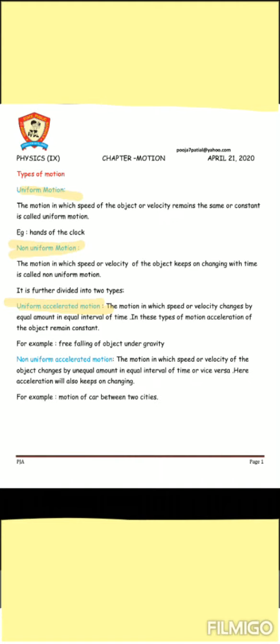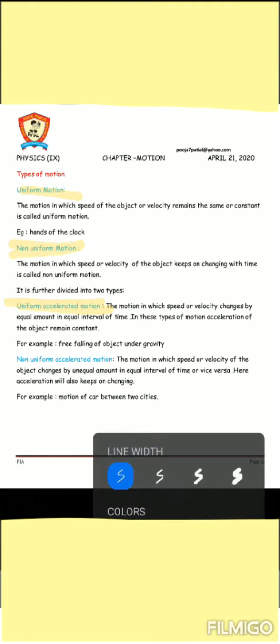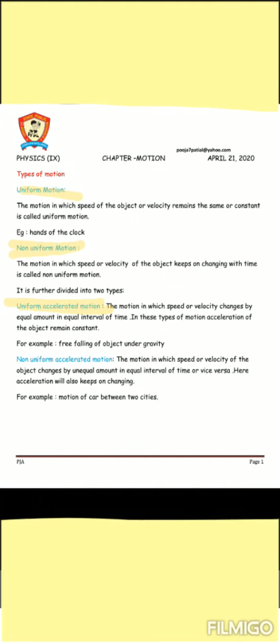So as the object moves in the downward direction, its speed increases by an equal amount in equal intervals of time. Then there is non-uniform accelerated motion. Now what is non-uniform accelerated motion? In non-uniform accelerated motion, the speed or velocity will obviously change, but now the change will be random, like it changes by an unequal amount in equal intervals of time, or vice versa. There can be an equal amount in unequal intervals of time. Means random change in the speed or velocity. It may increase suddenly, it may decrease suddenly, or there may be a slight increase. So this is your non-uniform accelerated motion.